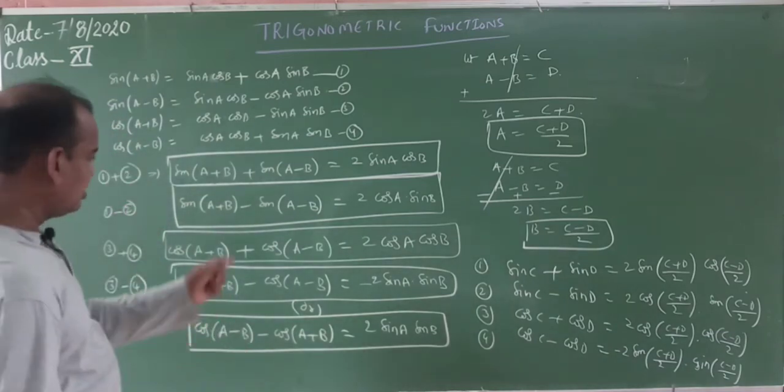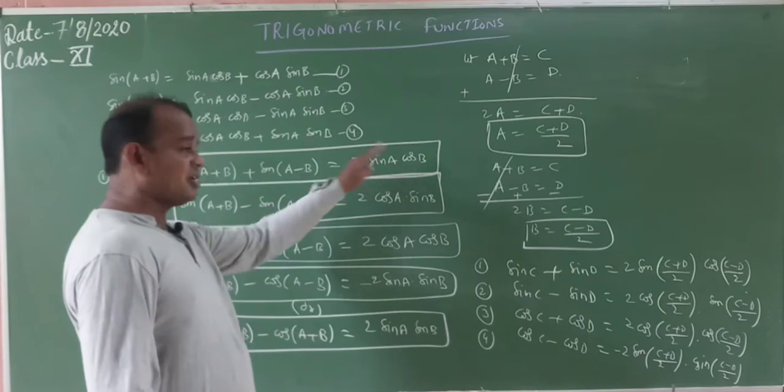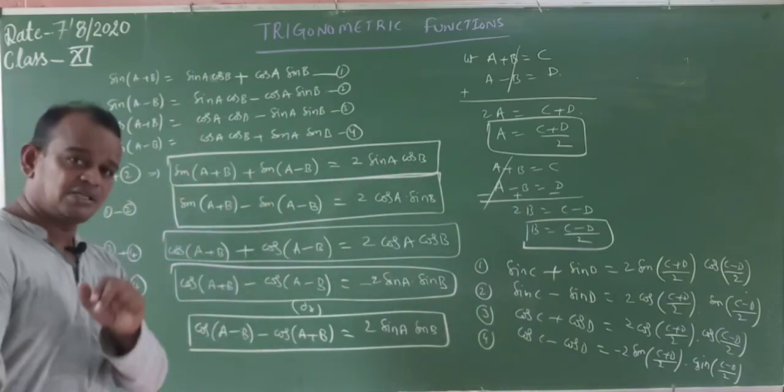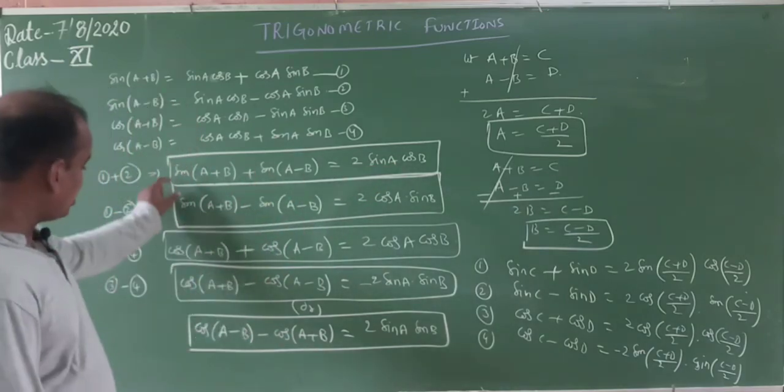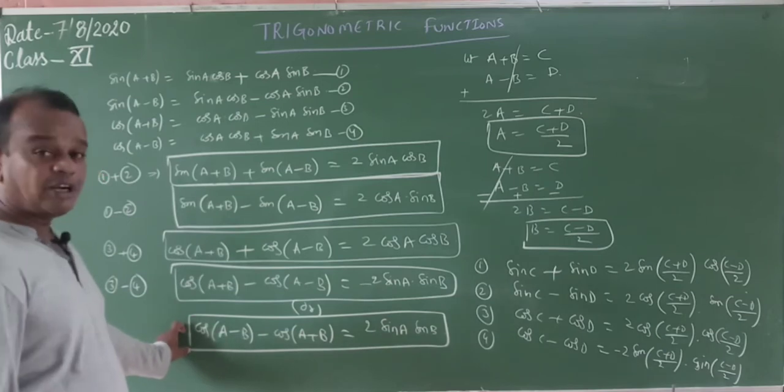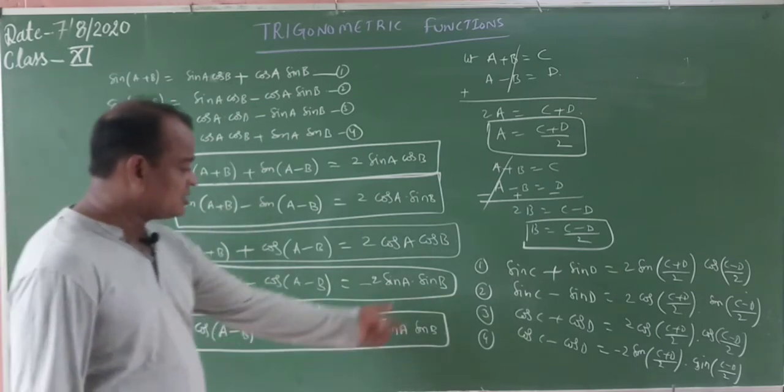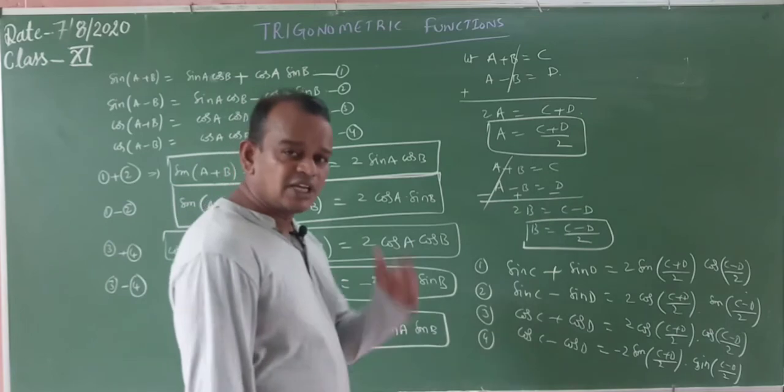You will read from this side to this side, and this side to this side: LHS is equal to RHS, RHS is equal to LHS. Now I already had 5 formulas, so 5 twos are 10 formulas here. These are the 4 formulas. 10 plus 4, 14. Keep that in mind.